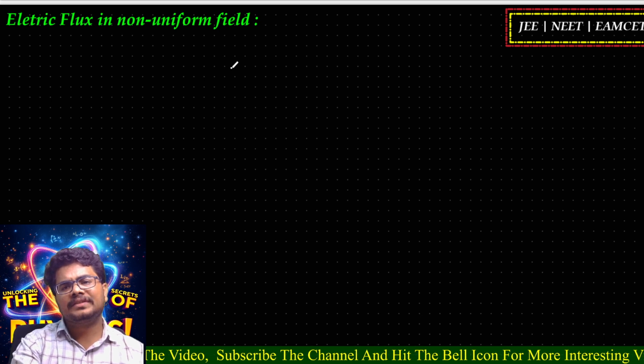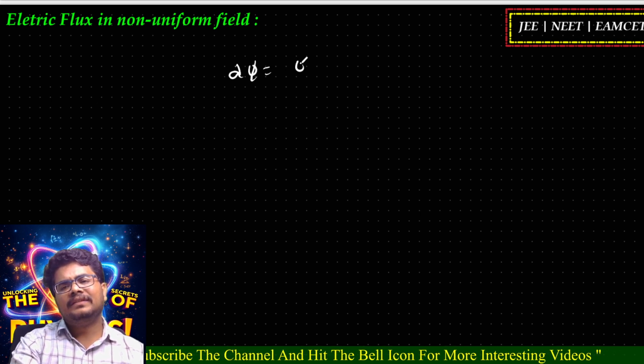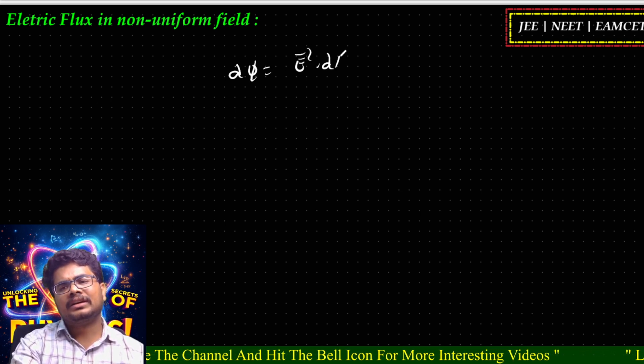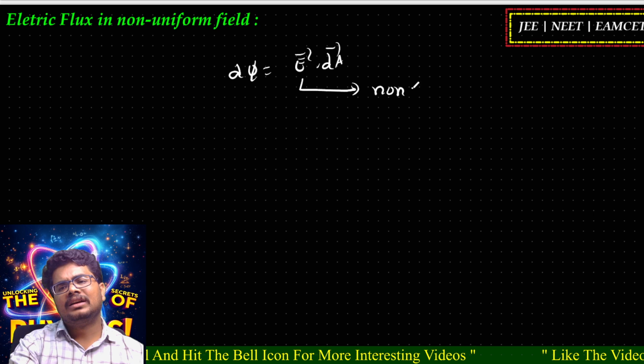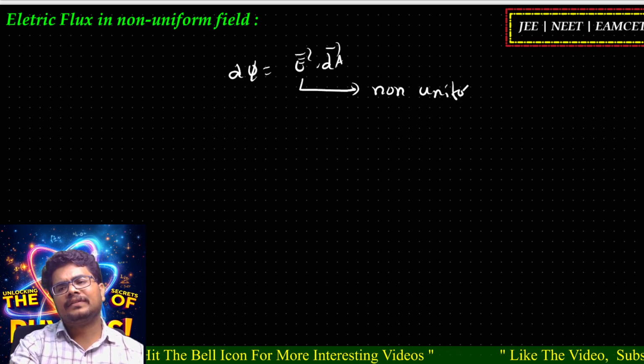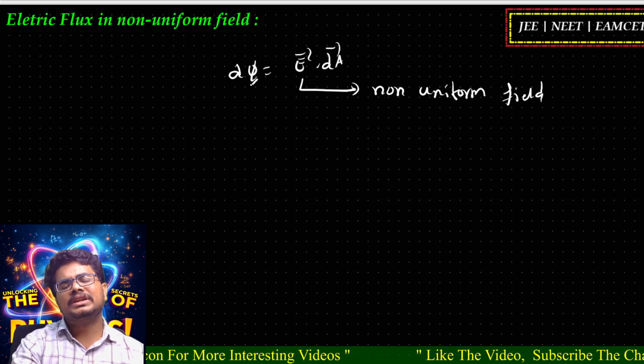So how to do that, let me check here. dφ should equal to what we write? E vector dot dA vector we should write. In this case, the electric field is a non-uniform field we are considering. Then how to approach the problem? You just integrate both sides.